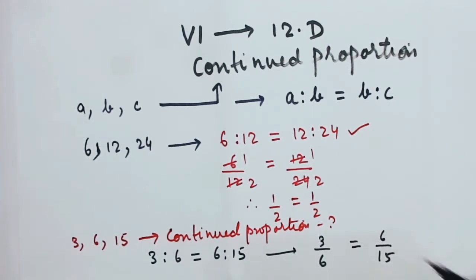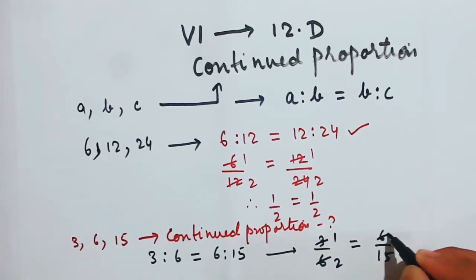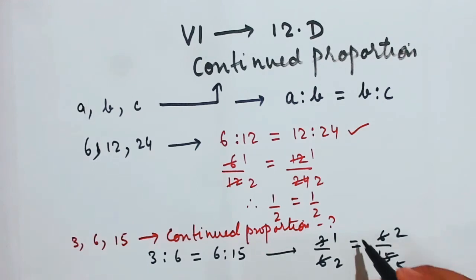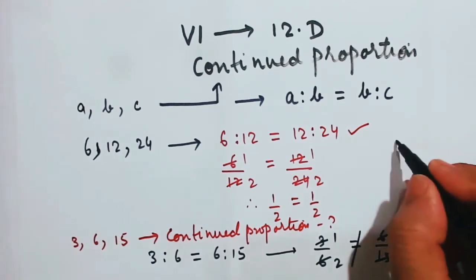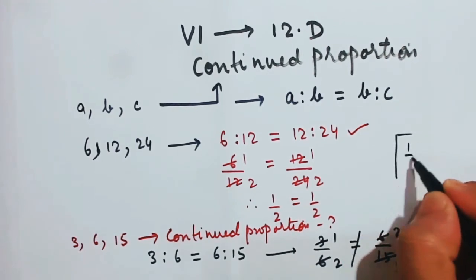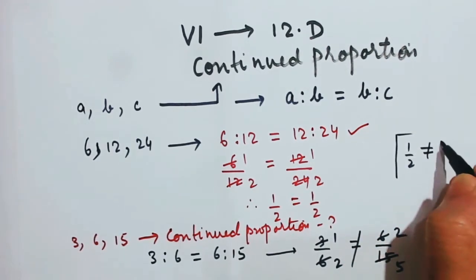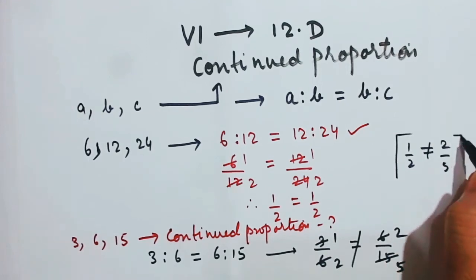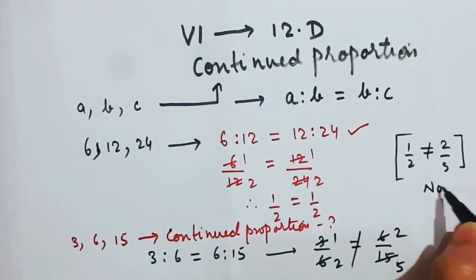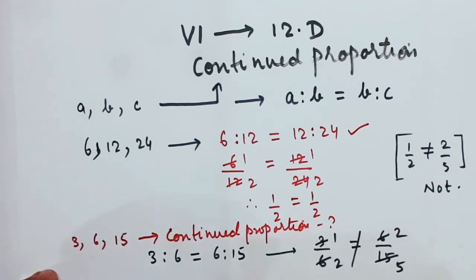On cancellation, what do we find? 3 1 times, 3 2 times, 3 2 times, 3 5 times. Therefore, what can you say? Of course, it's not equal. So when 1 by 2 is not equal to 2 by 5, we'll say that they are not in continued proportion. Clear? Okay. Moving on to the next one. I hope you can do the remaining sums.